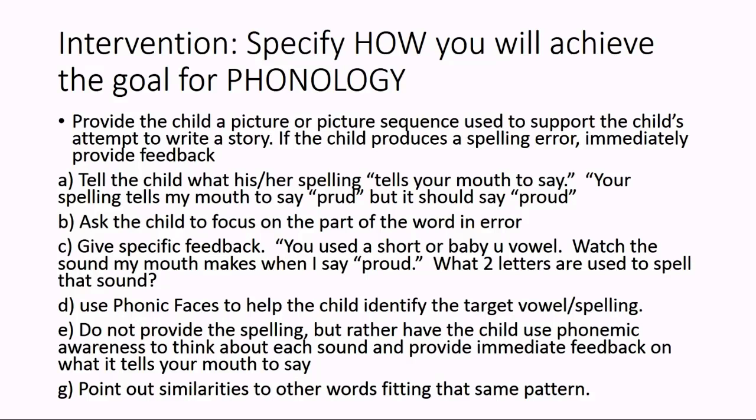So if they choose OI, then say, that told my mouth to say proid, so that's not right. Proud, proud. Look at my lips. They're kind of rounding. And so look at the choices of the letters. If they look at AU, that would say, oh, now you told my mouth to say prod, prod. And you need proud, proud. So you keep giving them feedback so that they can see the consequences of different spelling attempts.